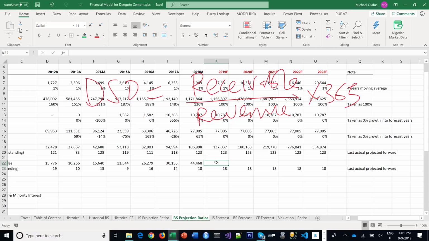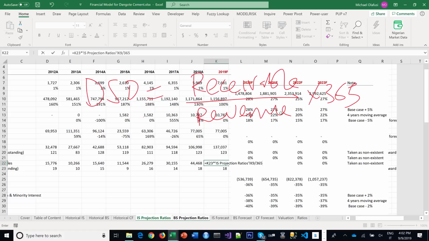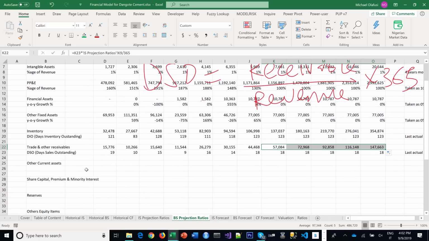But without that information, I would expect that whatever pattern is being exhibited right now will project itself into the future. So like we already did, you should change the subject of the formula. It becomes the days sales outstanding times the revenue for that year divided by the number of days in the year. So that helps us to compute the receivables into the future.